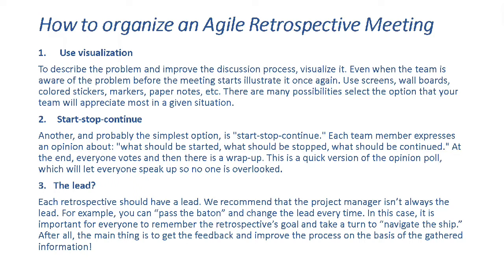Next. Number three is the lead. Each retrospective should have a lead. We recommend that the project manager isn't always the lead. For example, you can pass the baton and change the lead every time. In this case, it is important for everyone to remember the retrospective's goals and take a turn to navigate the ship. After all, the main thing is to get the feedback and improve the process on the basis of the gathered information.